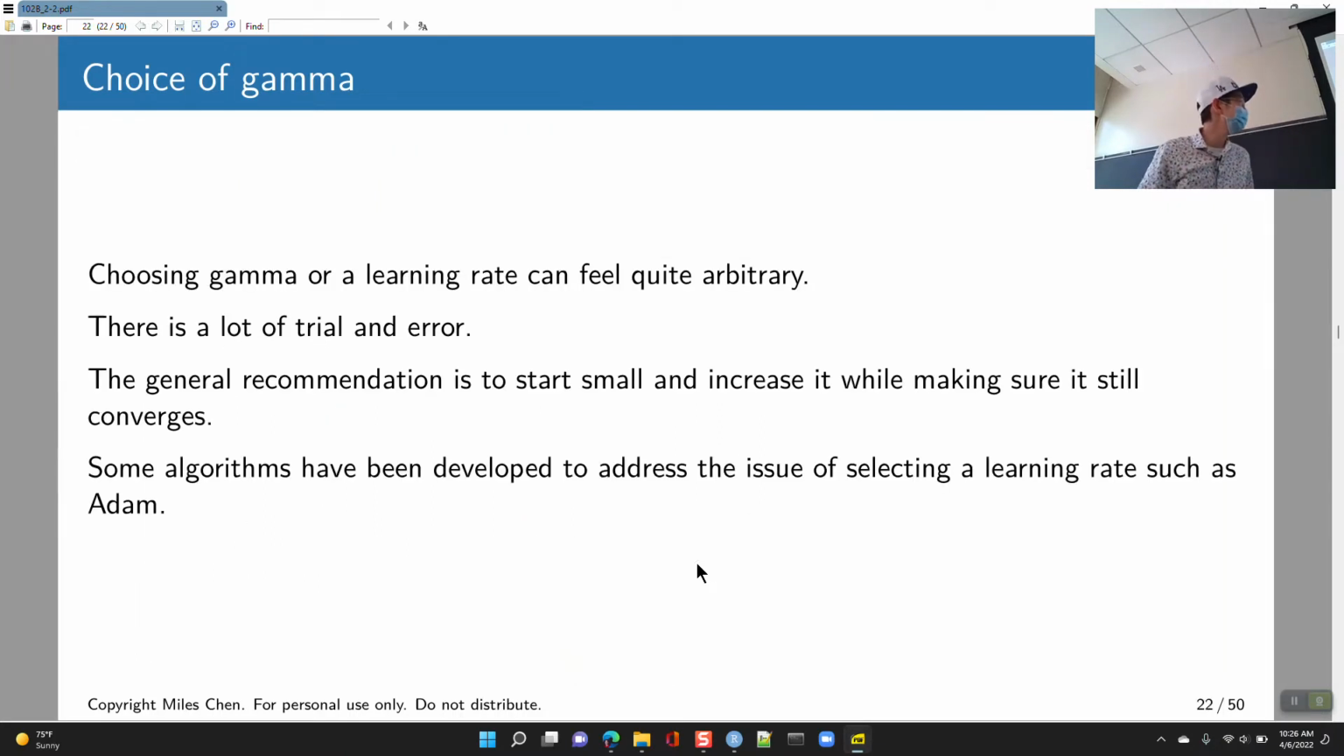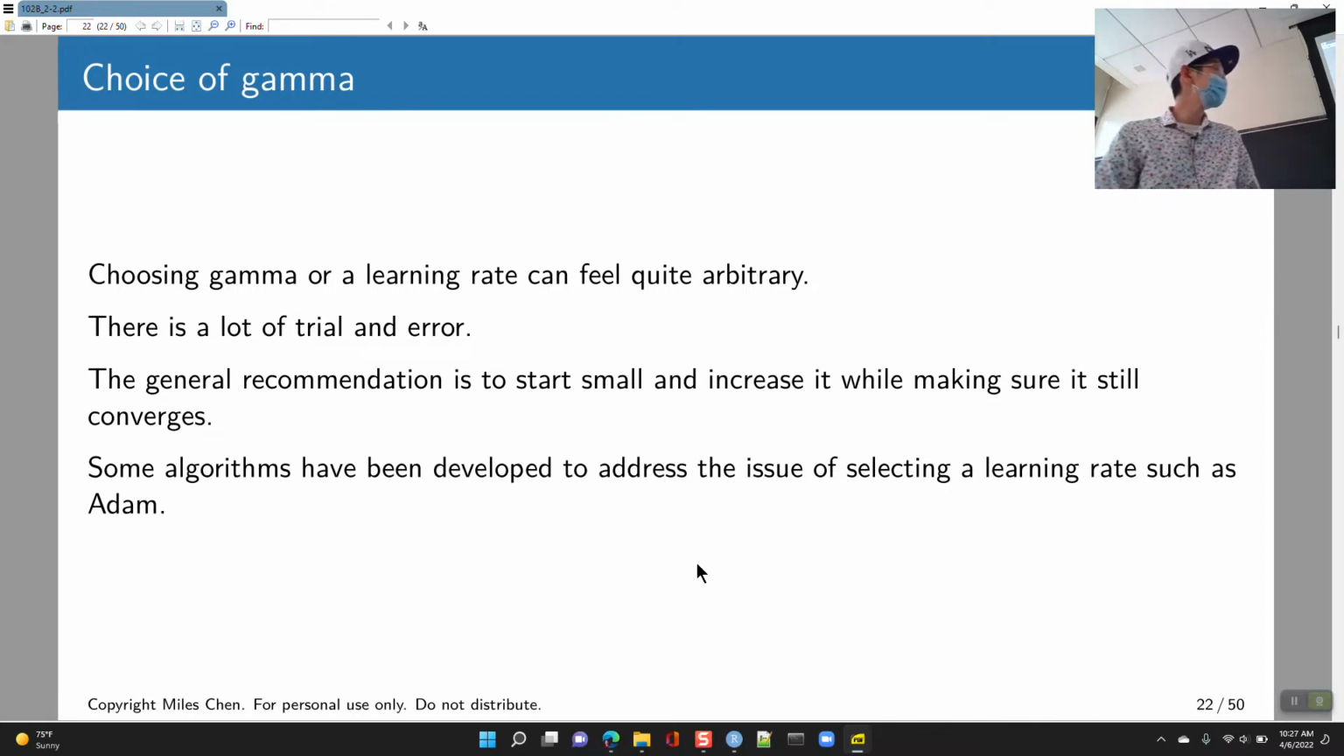So what are we supposed to do when we choose gamma? Picking your learning rate can feel quite arbitrary. There's a lot of trial and error. You try something out, and it doesn't work. The general recommendation is to start small, 0.01, 0.001 or something. It's going to take a long time to converge, and then if it converges at a small rate, you try increasing it a little bit. You keep increasing it until it breaks, and you say, all right, I can't increase this anymore. It's not a great method.